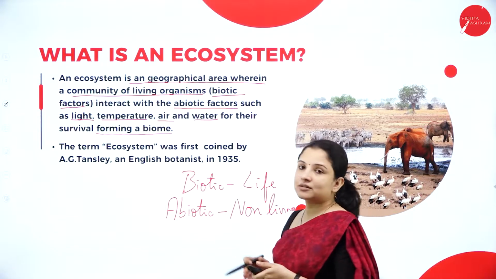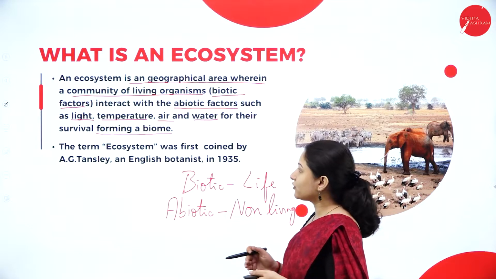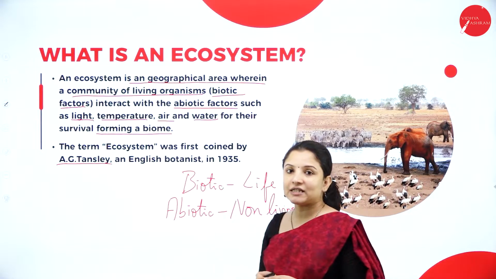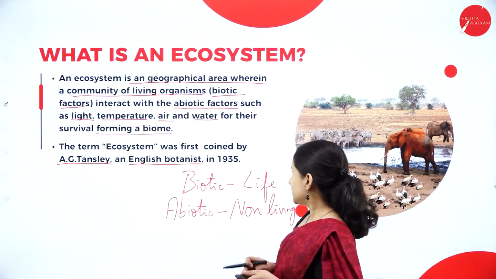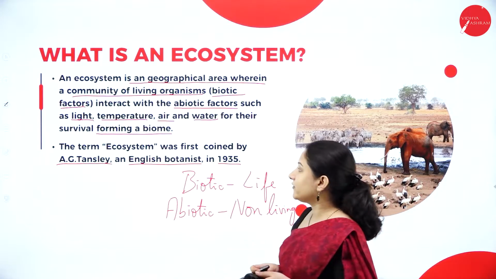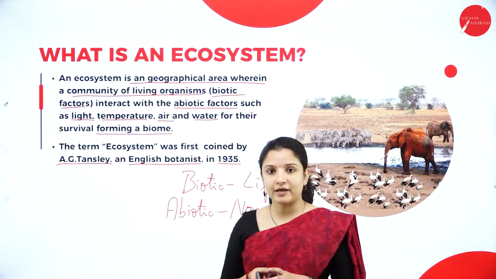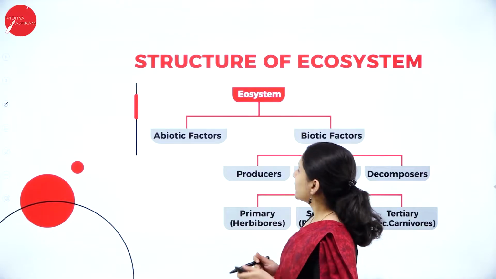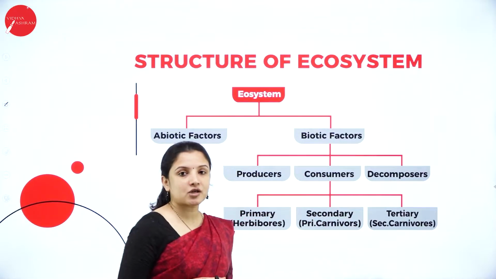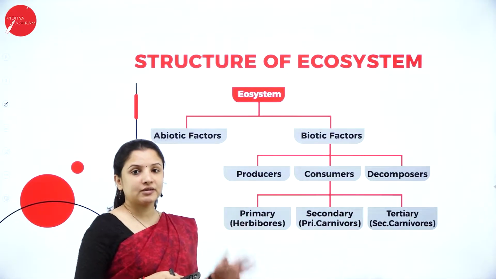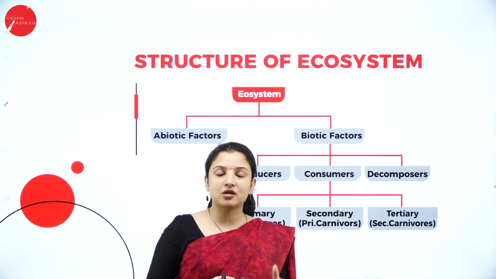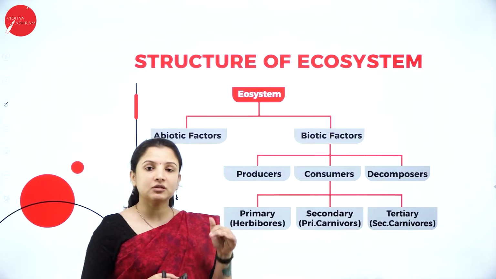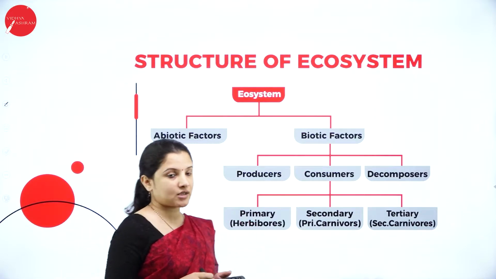So who coined this term ecosystem? The term ecosystem was coined by A.G. Tansley. He was an English botanist. In the year 1935, he coined the term ecosystem. So the credit goes to A.G. Tansley. Moving further, let us study the structure of the ecosystem. In this session, we shall concentrate on the structure and function of the ecosystem, and we will continue with the function of the ecosystem in the next session as well.